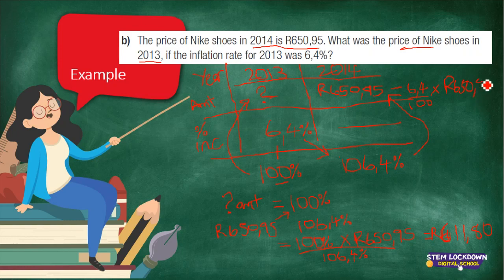650,95, right? This is a very, very common mistake that learners make. So this is incorrect, right? That is definitely incorrect. Okay. Now let us move on.